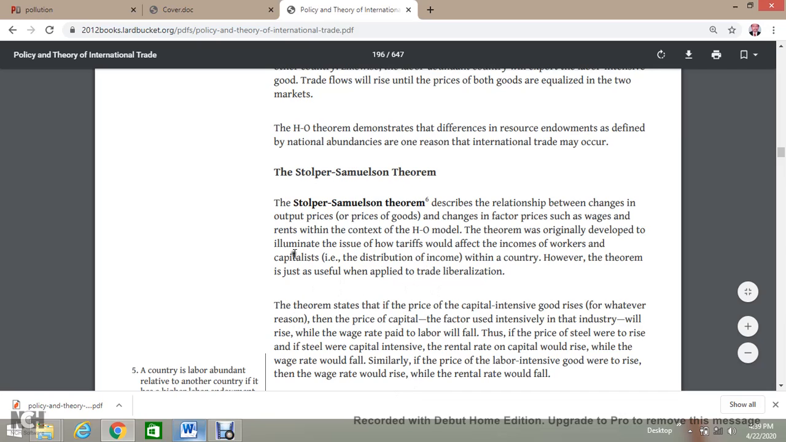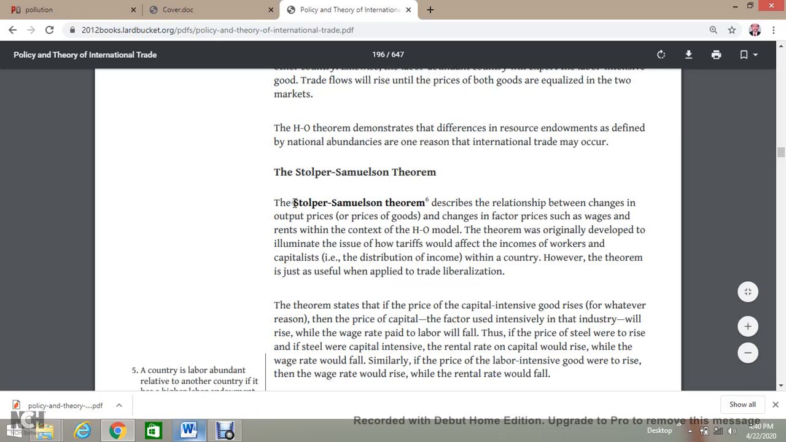So let us understand what this theorem discusses. The Stolper-Samuelson theorem tries to explain the relationship between changes in the output prices, or the prices of the goods, and changes in factor prices, which will increase or decrease the sale of commodities. I'll just repeat once again.